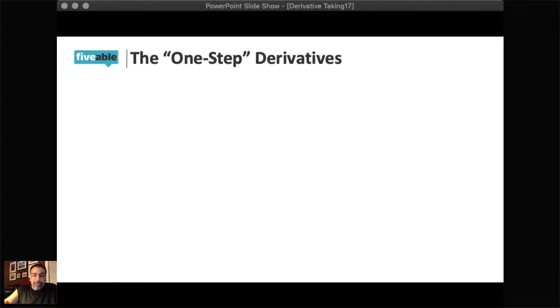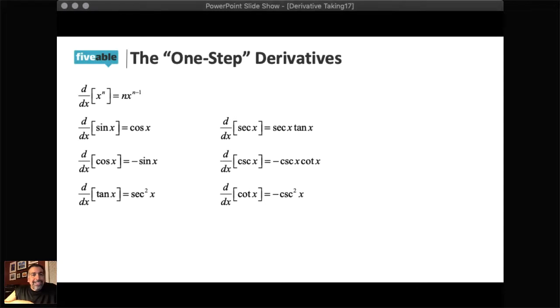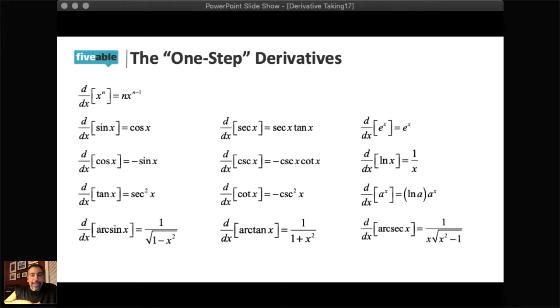So the one-step derivatives in the world of calculus are, first of all, the derivative of x to the n. The 6 trigonometric derivatives. Your students need to know these backwards and forwards, I always tell them. Along with that, you need to know the 3 derivatives that deal with logarithms and exponential functions. And then the 3 that cause my students the most problems, the 3 inverse trigonometric functions that they need to know in order to perform on the AP exam.